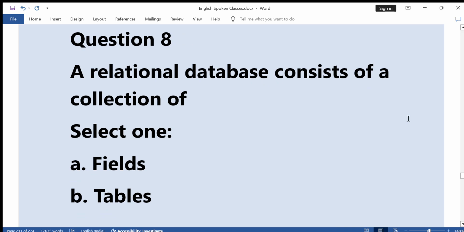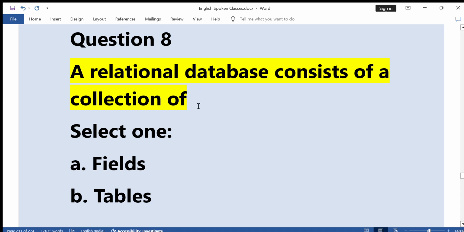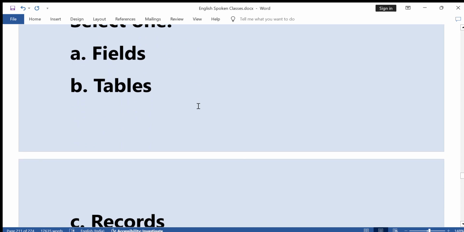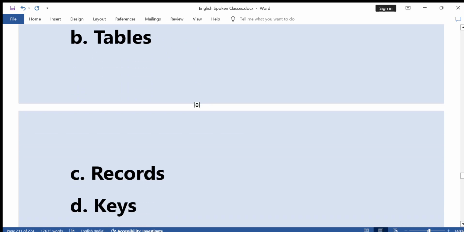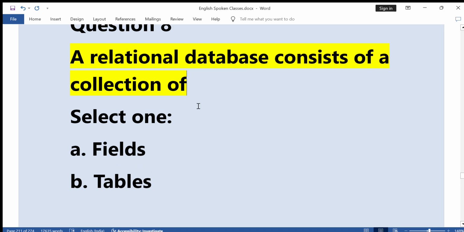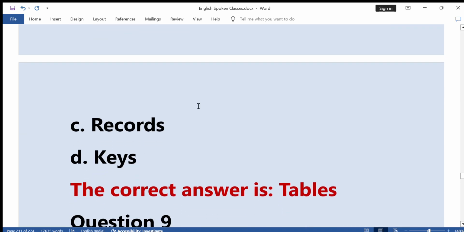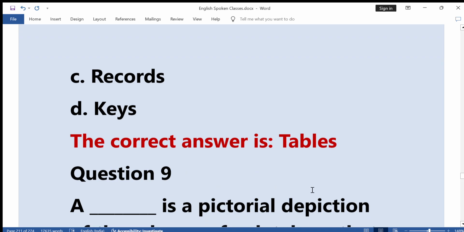Question number 8 is: a relational database consists of a collection of, select one. Option A, fields. Option B, tables. Option C, records. Option D, keys. Then the answer will be option B, tables. A relational database consists of a collection of tables.